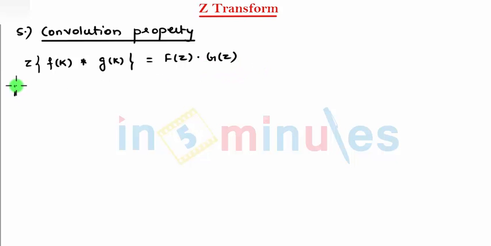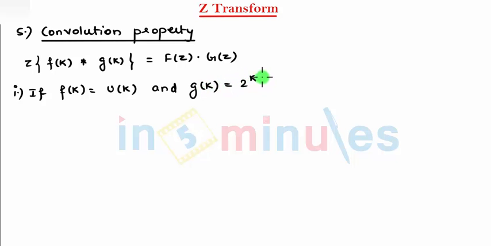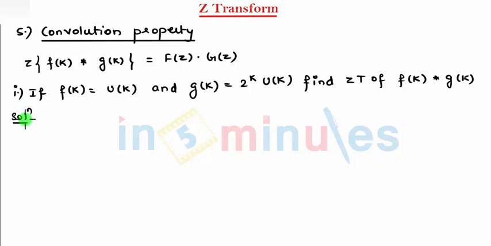On this I'll be doing my first example. That is, if f of k is equal to u of k and g of k is equal to 2 raised to k u of k, find ZT of f of k convolve with g of k. So let's start with the solution.